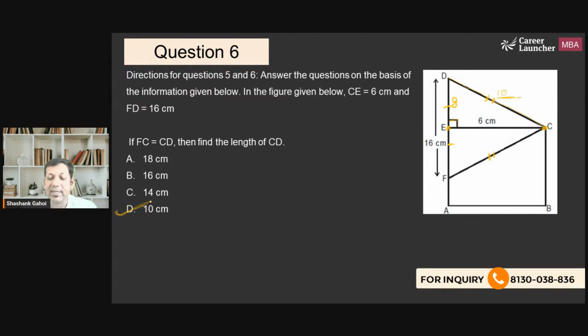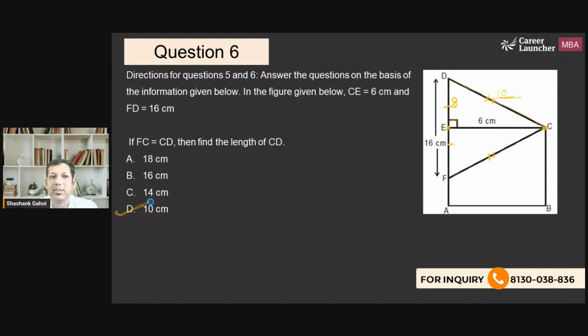This was fairly easy. For this, you just need to remember the property of a triangle, and which property? That in an isosceles triangle, if you draw the perpendicular, it always bisects the base and bisects the angle. Okay. Now let's move on to the next question.